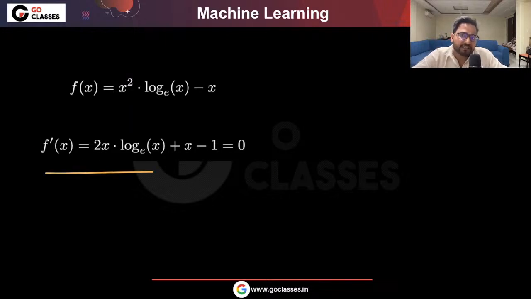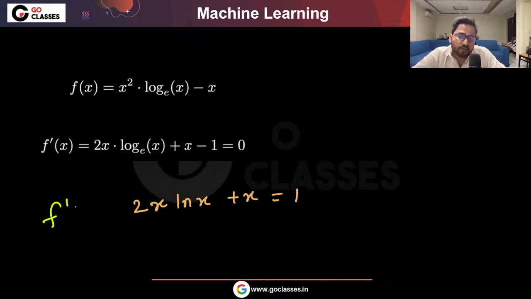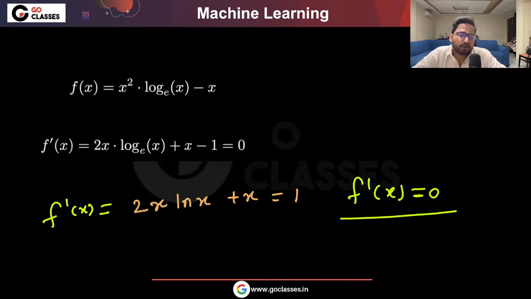You will compute f dash x, and then you will put it equal to 0. Can you tell me what is the x from here? x equal to what? If you try, probably you can say this is 2x ln x equal to 1 minus x, something like this, right? Whatever you try, you will not be able to find the value of x. I want to know what x is minimizing this function, but unfortunately f dash x equal to 0 is not easy to solve.